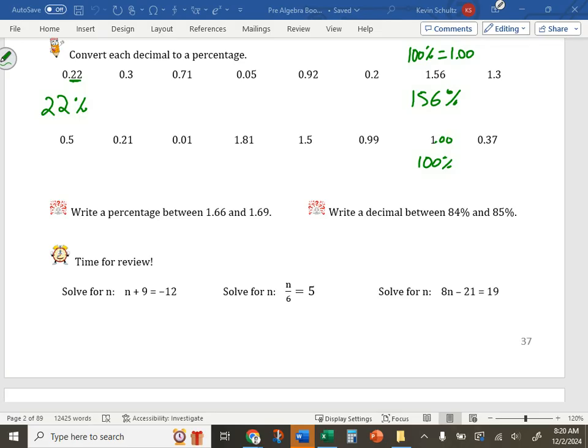This one you might want to start by thinking, well, I know that 84% is 0.84. 85% would be 0.85. We're looking for a decimal between 0.84 and 0.85. Okay, see what you come up with there. And then time for review down at the bottom. Equation solving, you've got a one-stepper with addition and subtraction, a one-stepper with multiplication and division, and then a two-stepper. For this one, you do need to show work.